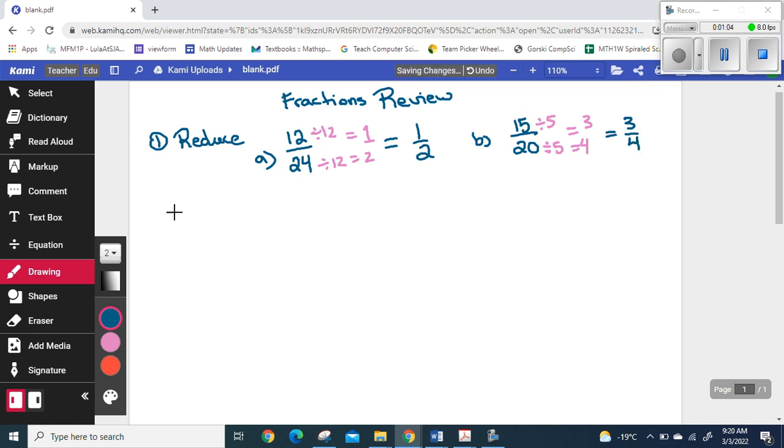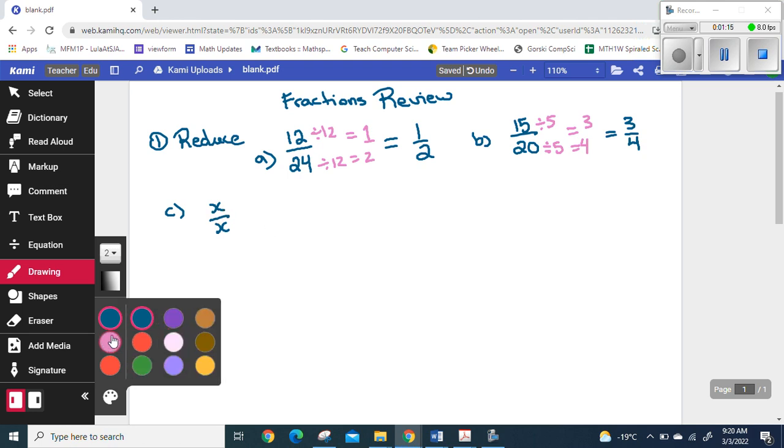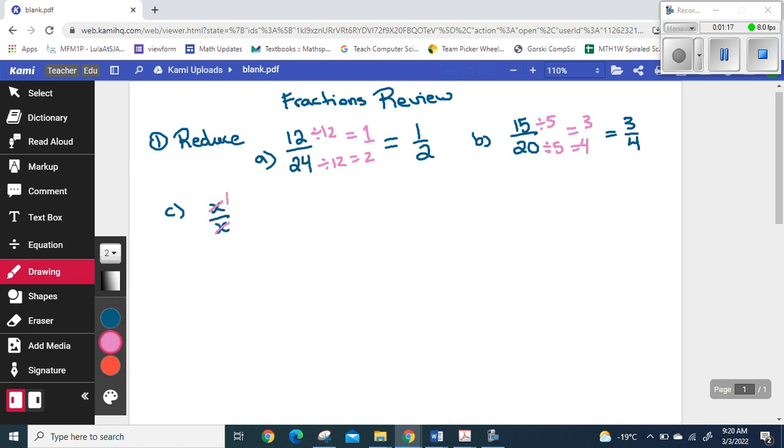Okay, what about if we have letters in there? So if I have any letter over top of itself and it's exactly the same, it's the same as if I have the number over the number. So x goes into itself once, x goes into this x once, and we're left with 1.